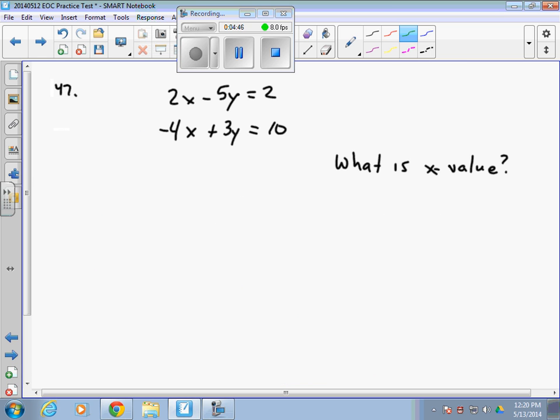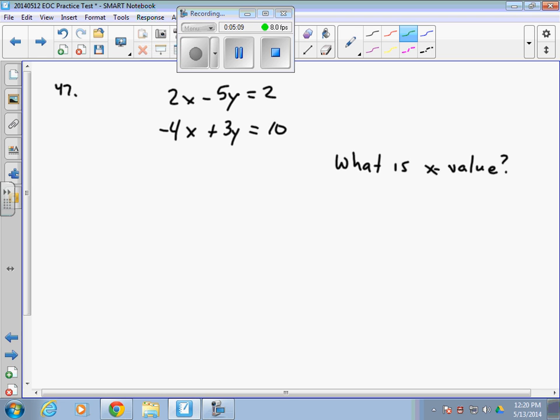Number 47 says, what is the x value? You have a system of equations. 2x minus 5y equals 2, negative 4x plus 3y equals 10. You can use substitution or you can use elimination. This one's set up easier to use elimination. We can see we have a 2x and we have a negative 4x. We want to eliminate those. They set up the easiest to eliminate.